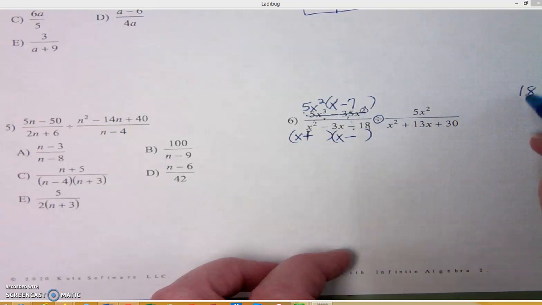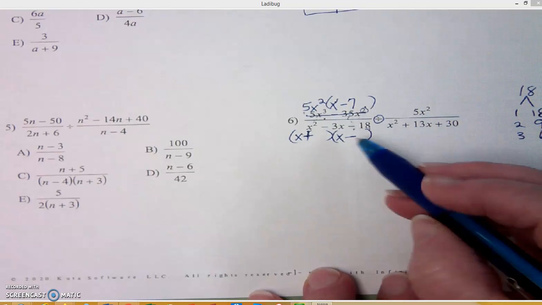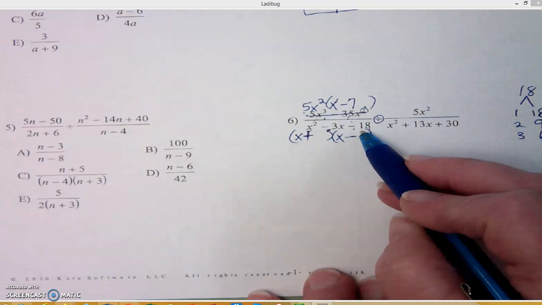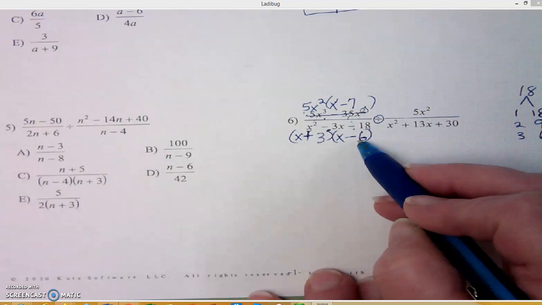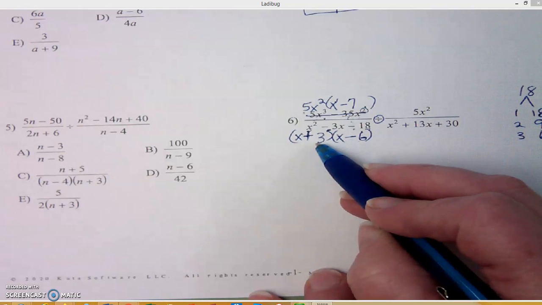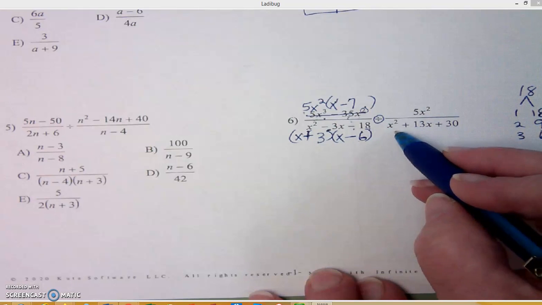So factors of 18, I have 1 and 18, 2 and 9, 3 and 6. This will do it right here, 3 and 6. Because this is negative, my bigger number needs to go with the minus, and the smaller number goes with the plus, because negative 6 and a positive 3 will give me a negative 3. I can also factor this trinomial.